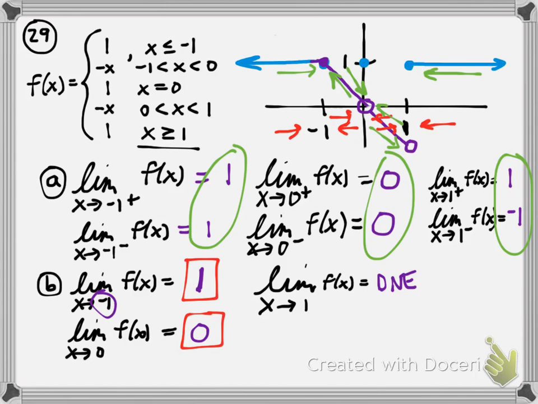Is f continuous at x equals -1? And we can use this same drawing. We can see clearly that the function is continuous at x equals -1 because the limit exists, the function exists at -1, and also the function is the same as the limit at -1.